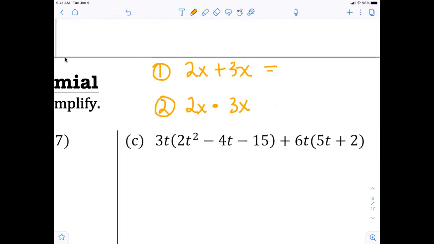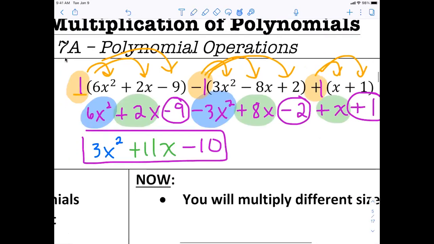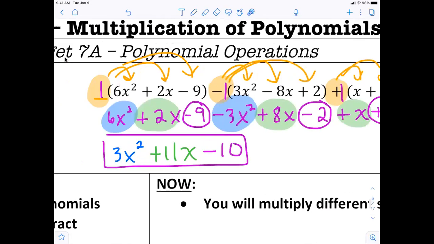When you add like terms, combine like terms, it's like saying we have 2 x's here and we have 3 x's here. So we don't touch the x itself. We just add the numbers in front, and that would become 5x. But when you're multiplying, up here, we didn't have a variable to multiply through. When you multiplied this 1 here through, you multiplied the 1 by the 6, the 2, and the -9, and we just brought the variable down.